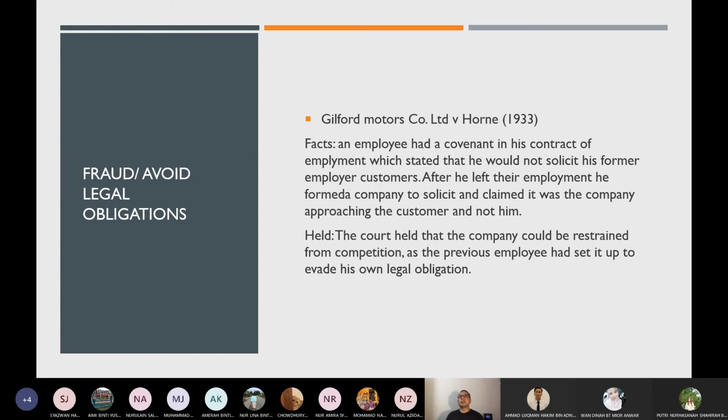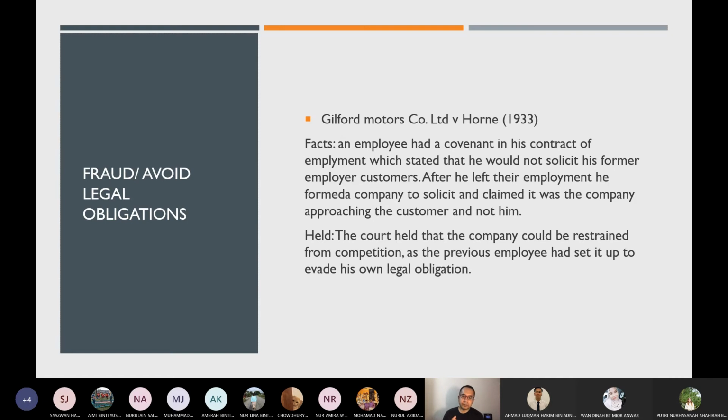Now, when his former employer found out, they said, look, it is in your employment contract that you cannot solicit the customers of your former employer. But the employee argued that he was not the one who solicited the clients; it was the company. Since the company and he are two separate persons, he did not breach his contract. The court in this case said that the company could be restrained from competition, as the previous employee had set up the company to evade his own legal obligation.